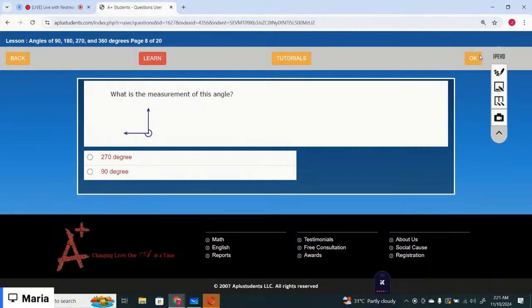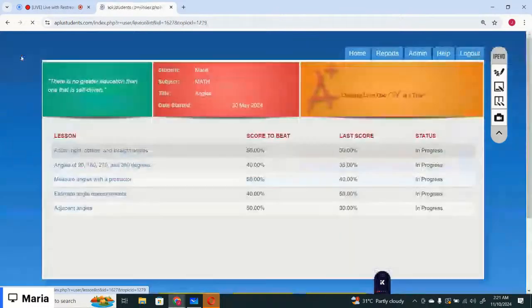Yes, that is 270 degrees, right? You have to see this one, this round. The round covers three sides, so that is 270 degrees. Option number one is the correct option. Okay, you can complete the lesson by yourself later today. Let me just move on to the next lesson.